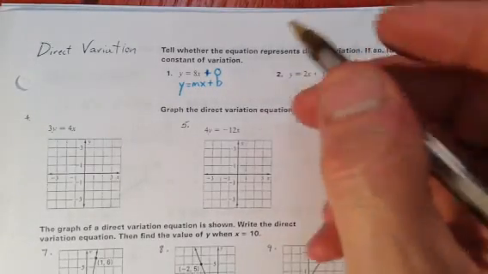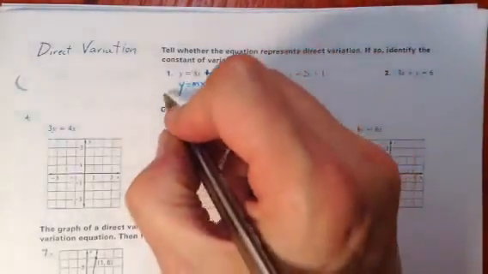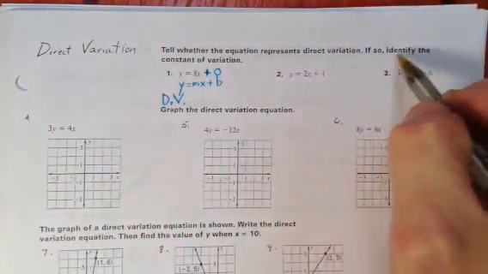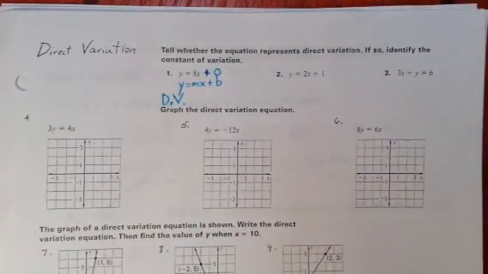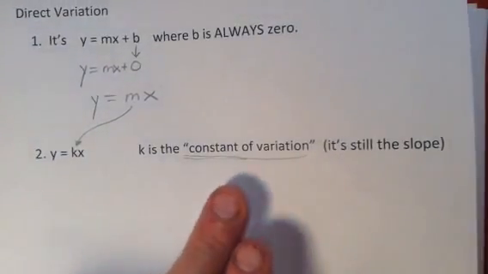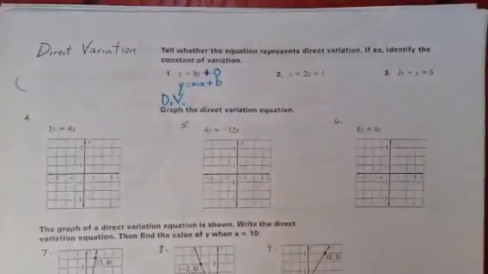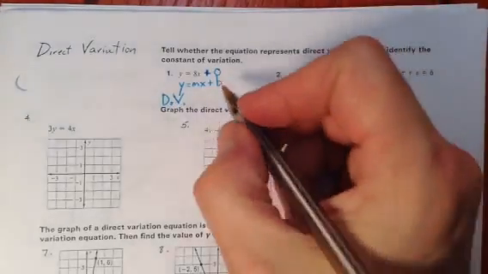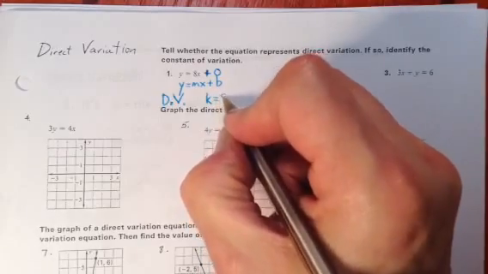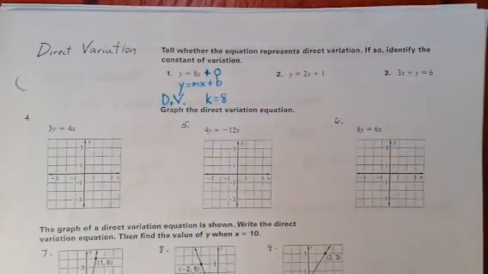Okay, yes I do. So, it is a direct variation, so I'm going to put DV for direct variation. But it also says identify the constant of variation. You remember what the constant of variation is? Look at your notes. Constant of variation is, oh hey, it's the slope. Okay, well what's the slope of this problem? Okay, so instead of saying m equals 8, we're going to say k for my constant of variation is equal to 8, and we're finished with problem number 1. It is a direct variation, and the constant of variation is 8. Again, that's the slope. All right.